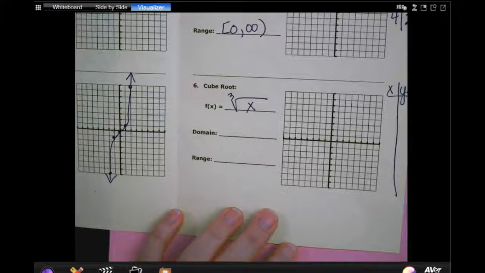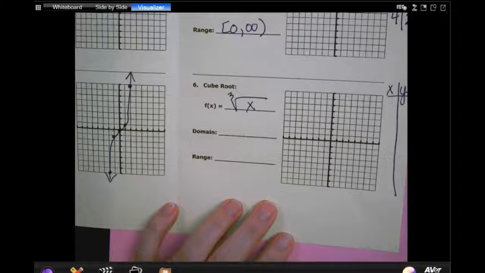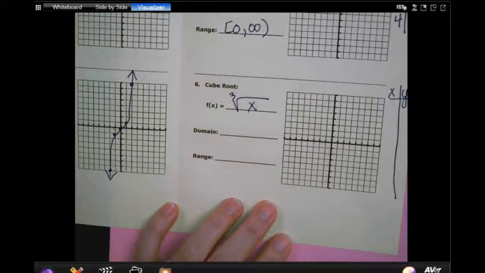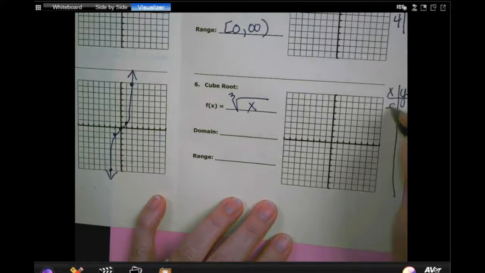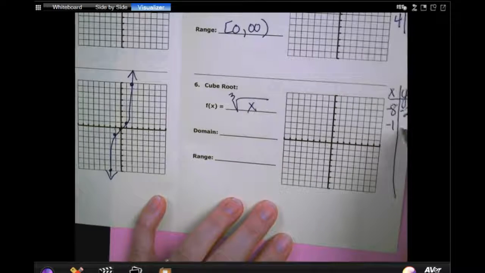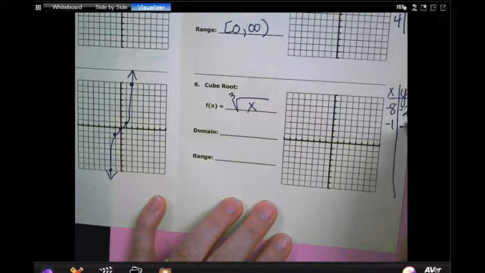Okay. So what would the cube root of -8 be? -2, right? And the cube root of -1? -1.